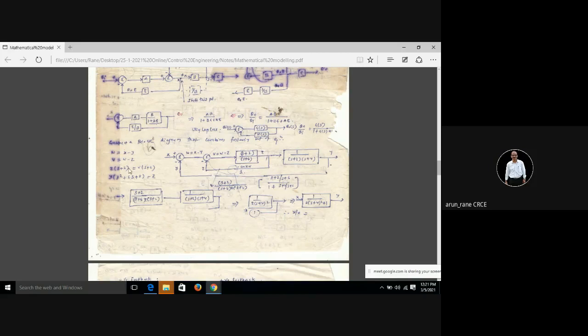W is equal to x minus y. V is equal to w minus z. Z into s plus 6 is equal to v into s plus 2. This is s for Singapore. Then y into s square plus 6s plus 8 is equal to z. So you just try whether you can do these block diagrams.